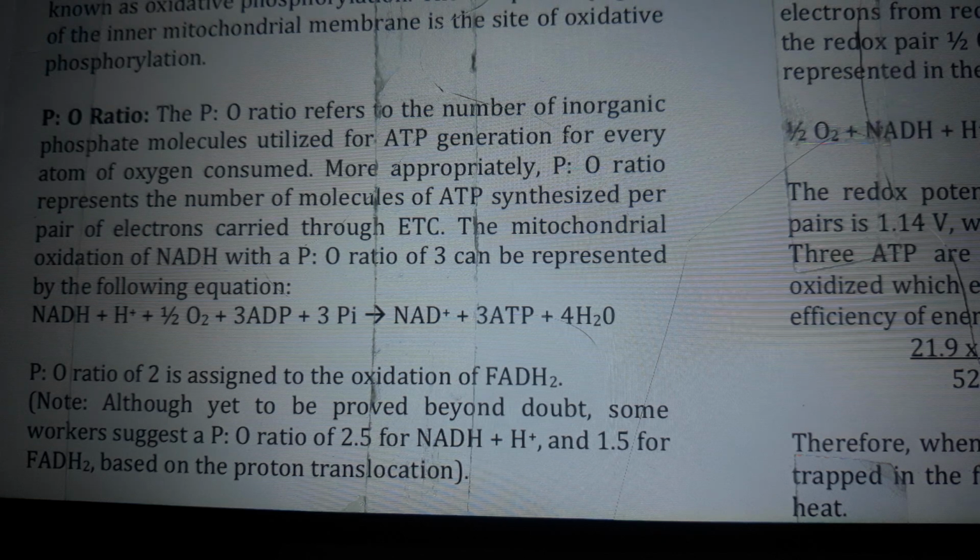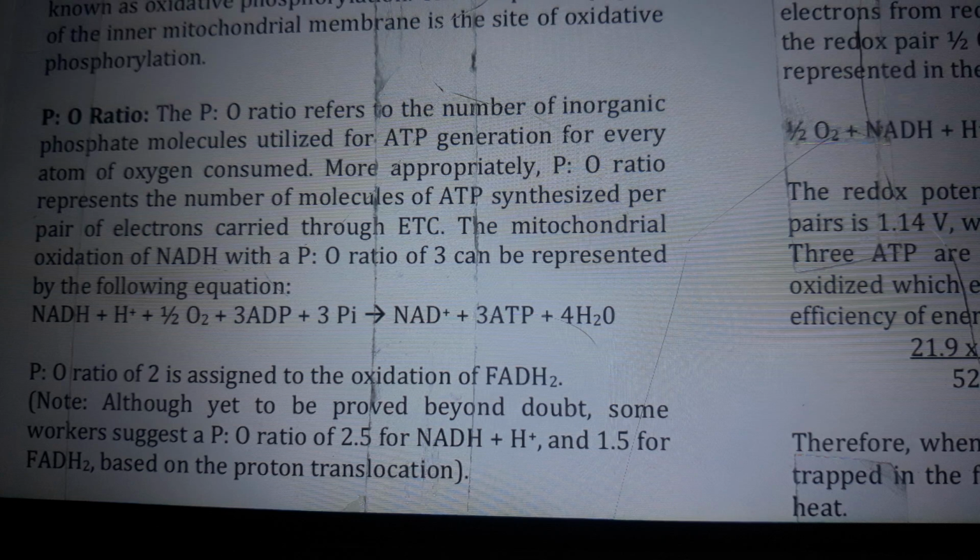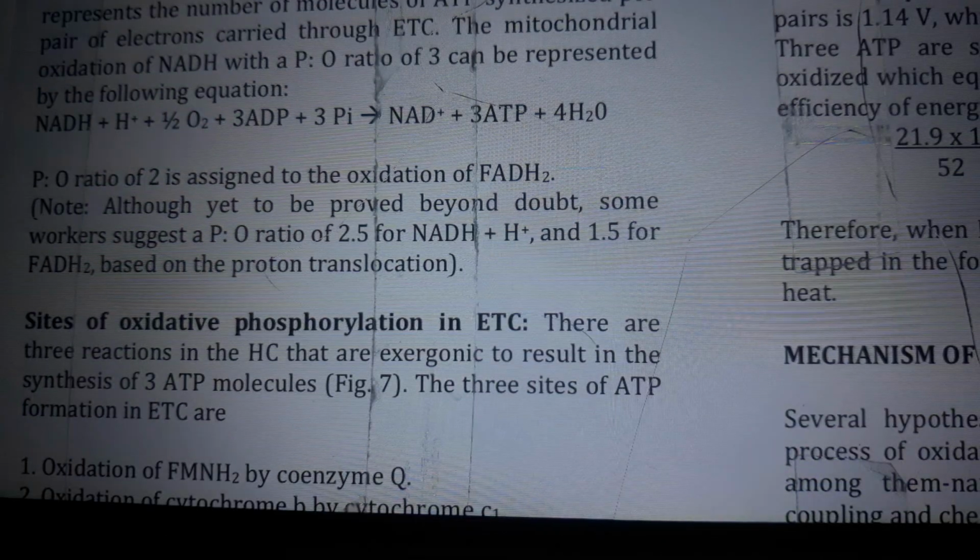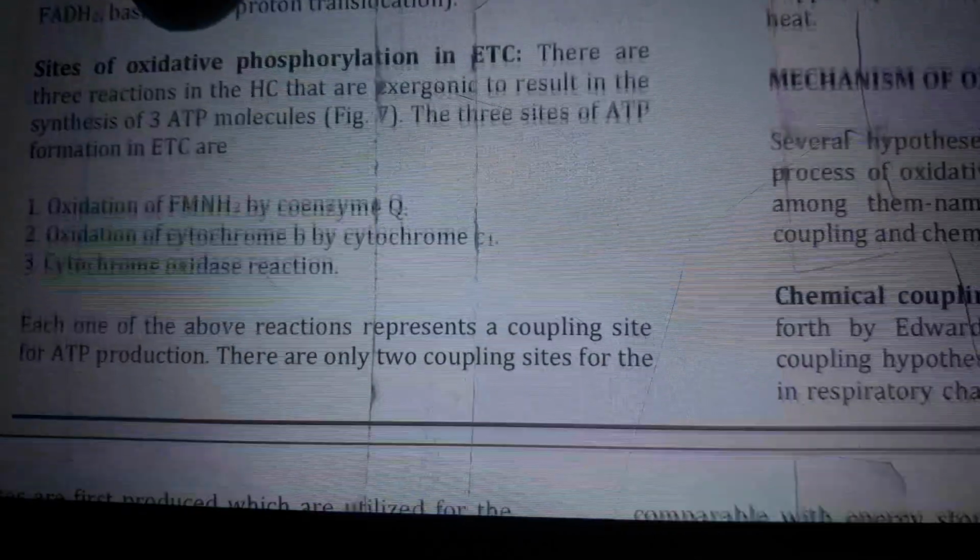The mitochondrial oxidation of NADH with a P/O ratio of 3 can be represented by the following equation: NADH plus H+ plus half O2 plus 3 ADP plus 3 Pi gives NAD+ plus 3 ATP plus H2O. A P/O ratio of 2 is assigned to the oxidation of FADH2. Note: although yet to be proven beyond doubt, some workers suggest a P/O ratio of 2.5 for NADH plus H+ and 1.5 for FADH2, based on proton translocation.